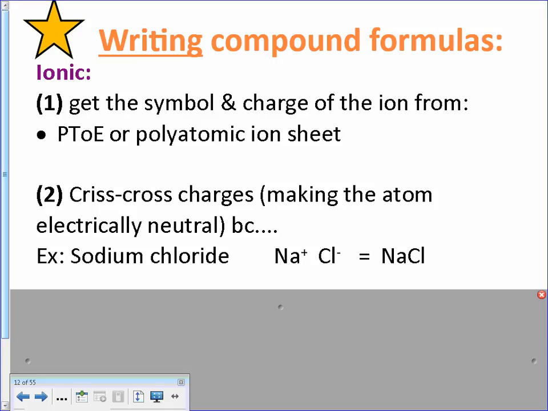I'm trying a new, easier way of teaching this, so that's why I'm kind of everywhere today. I'm trying to find a better way to speak our language. Ionic naming.